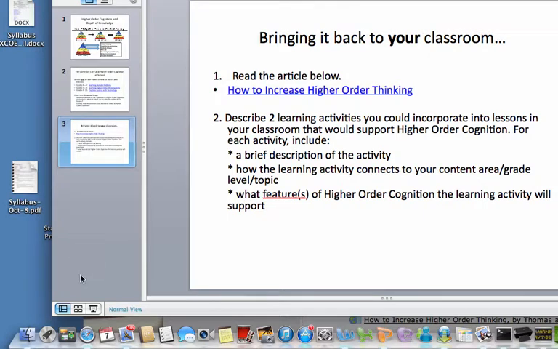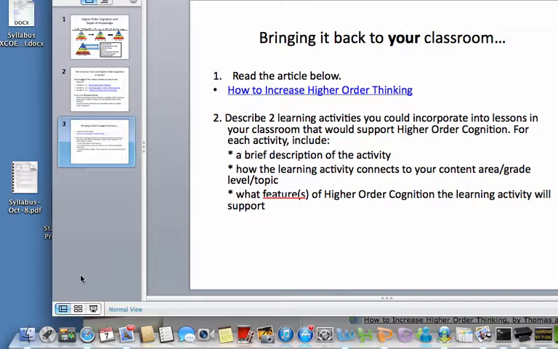After that, you can click on this link, or there's already a link posted on the Moodle page for this article, How to Increase Higher Order Thinking. And your second assignment for this week is a response to this article. In that, we ask you to describe 2 learning activities you can incorporate into lessons in your classroom that would support higher order cognition.